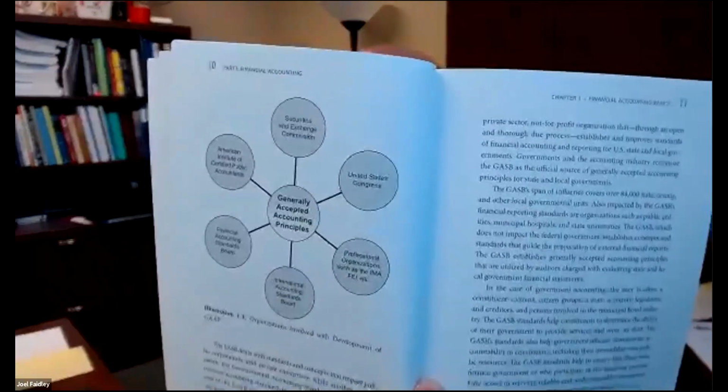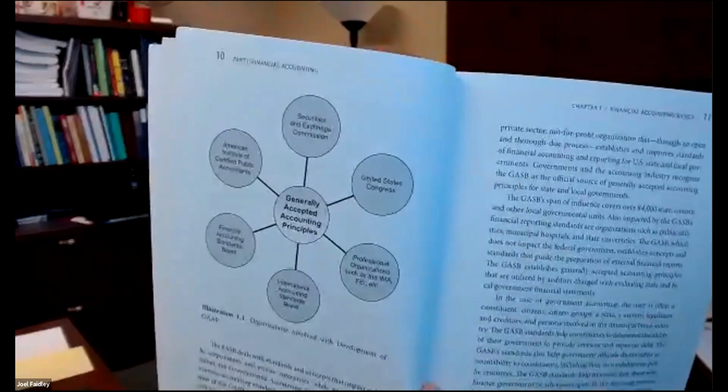General Accepted Accounting Principles, GAAP, right there in the center. That's very important. You can see the relationship there: FASB, the Financial Accounting Standards Board, the International Accounting Standards Board, which has the IFRS, and all the professional organizations involved, the IMA, the AICPA, the SEC, which is all about public reporting, and of course Congress and the laws that come out.